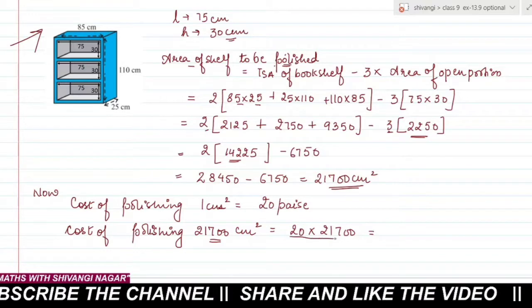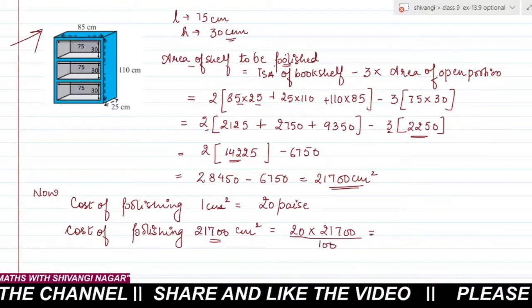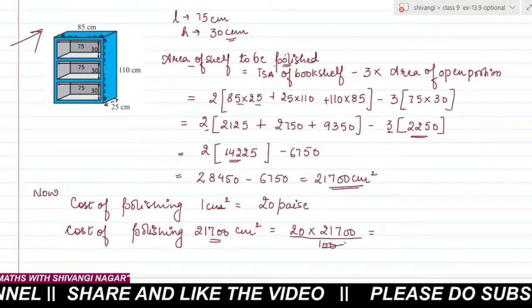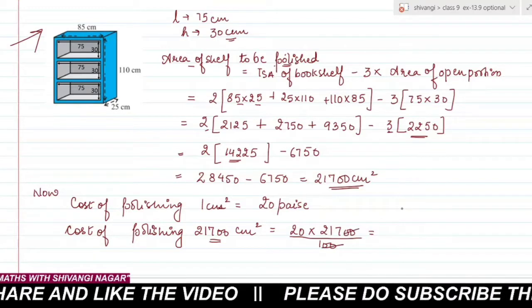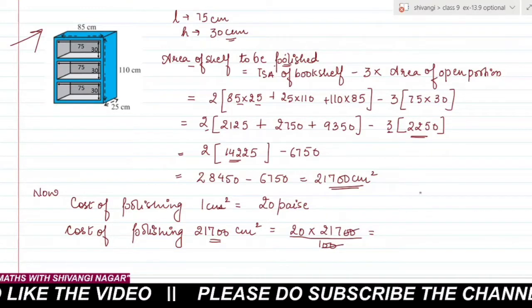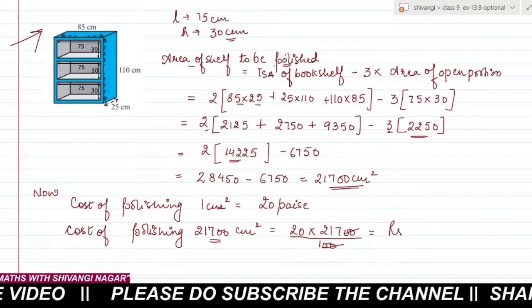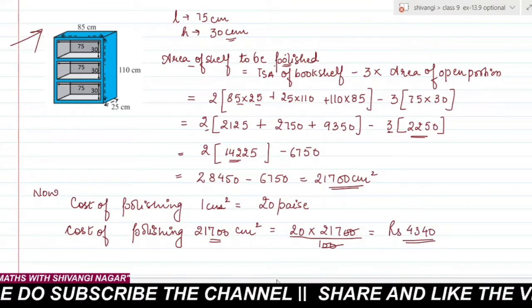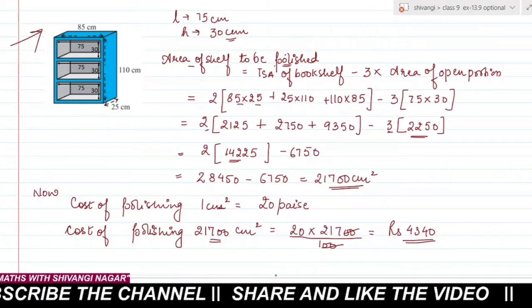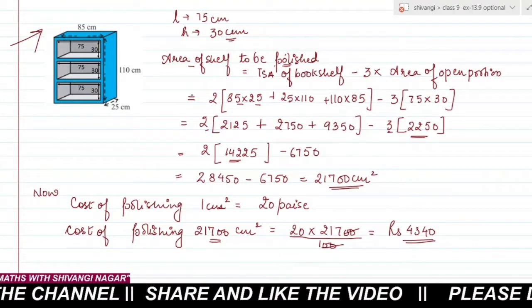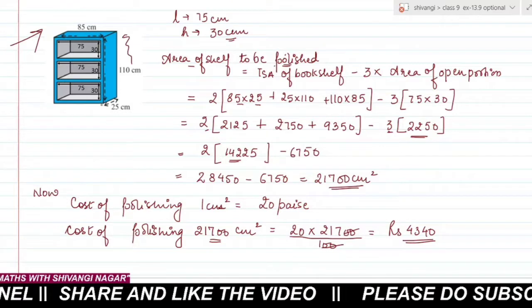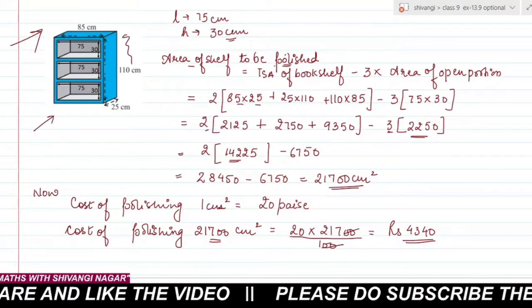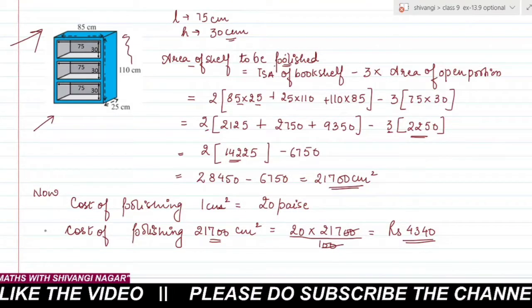So what I am doing, I am dividing this by 100 also to get the answer in rupee form. So 20 cancels this 20, and when you multiply 20 with 217, what you will get here? You will get rupees 4340. So this is the cost. Okay, 4340 is the cost of the polishing on the outer part, right? On that blue part.